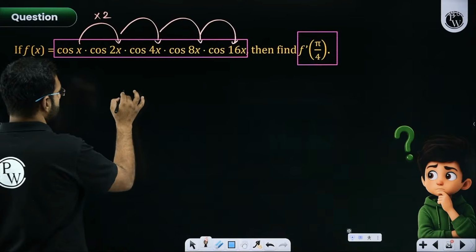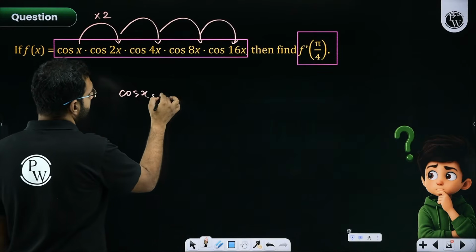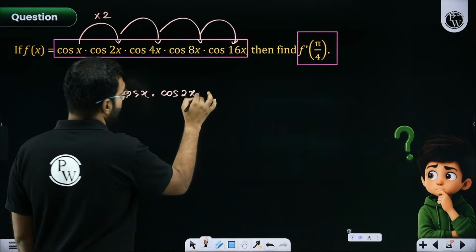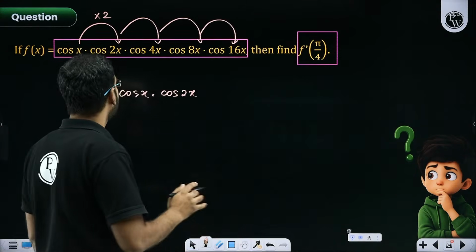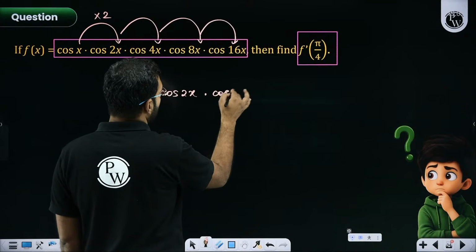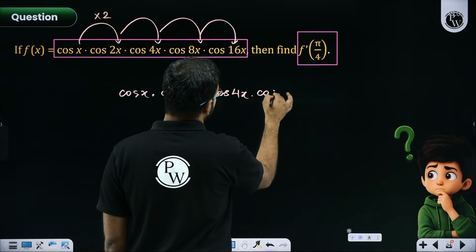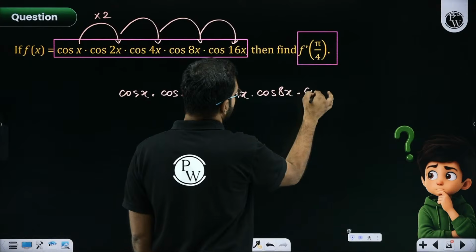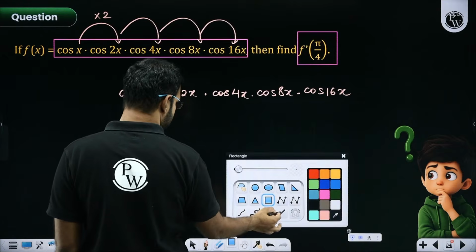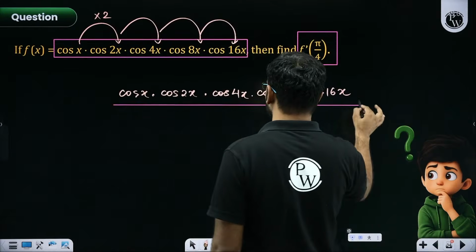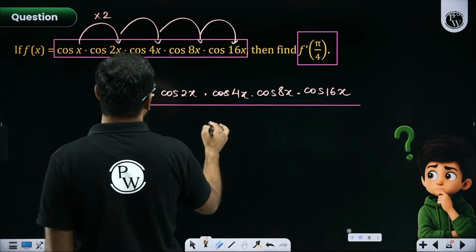What is this approach? You are given cos x times cos 2x times cos 4x times cos 8x times cos 16x. By the way, meanwhile, can somebody tell me what is the identity I'm talking about? In the comments, you let me know. I'll be really happy and glad. Now this whole is getting divided by what?